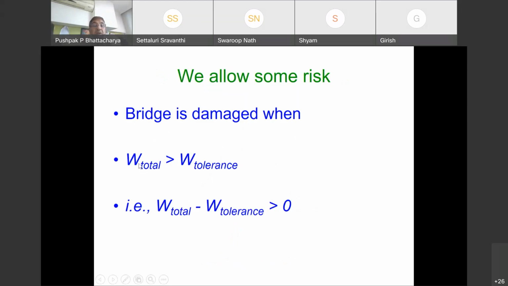The bridge is damaged when W total is greater than W tolerance. That is, W total minus W tolerance is greater than 0. Notice that both of these variables, W total and W tolerance, are normally distributed. And central limit theorem can be invoked again to say that this difference, W total minus W tolerance, is also normally distributed. You might ask, how does this follow from central limit theorem? We can prove this too, that the difference of two random variables which individually follow normal distribution also follows a normal distribution. Their mean will be the difference of means, but the variance will not be the difference of variances, but the sum of variances.